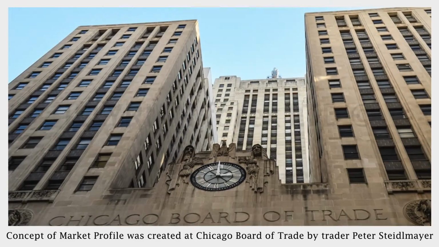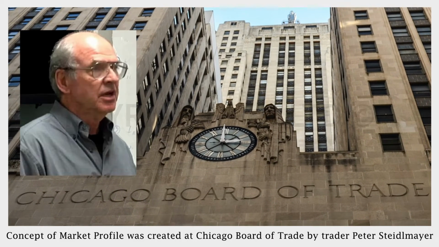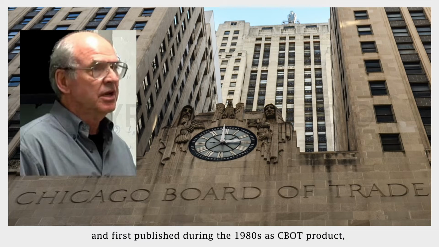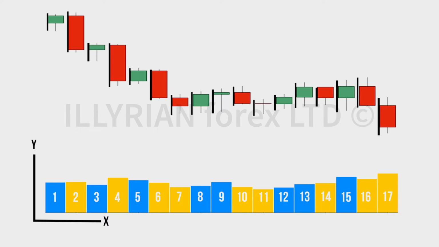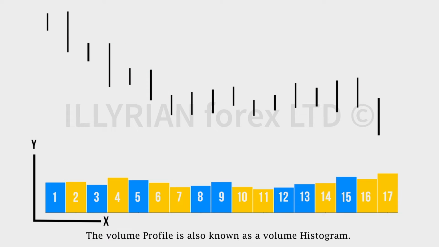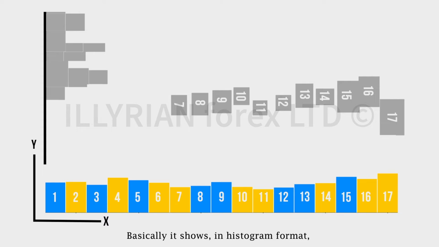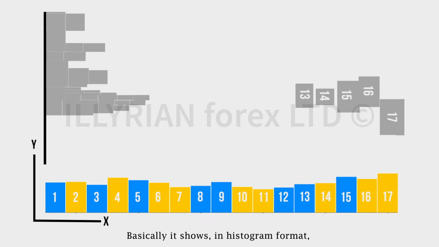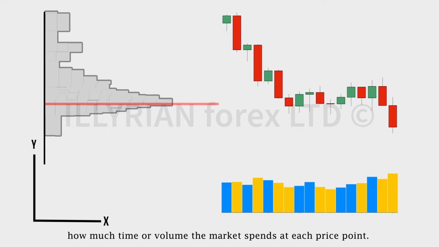The concept of market profile was created at the Chicago Board of Trade by trader Peter Steidlmayer and first published during the 1980s as a CBOT product, but it is also known as a price histogram. The volume profile is also known as a volume histogram. Basically it shows, in histogram format, how much time or volume the market spends at each price point.